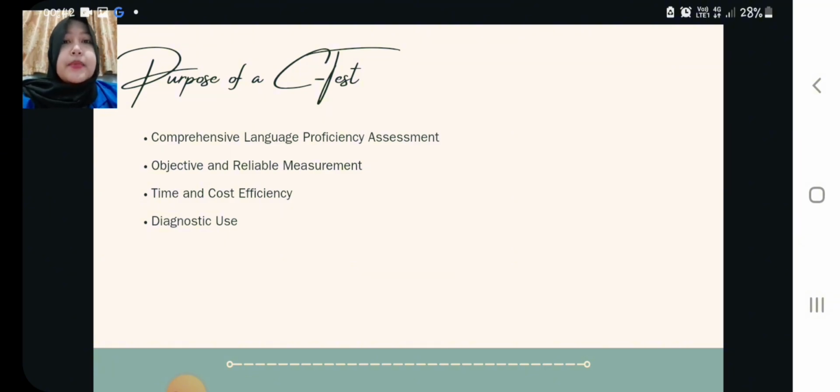And next is objective and reliable measurement. It means that each gap in a C-test usually has only one correct answer, determining whether a response is right or wrong. This clear criterion eliminates ambiguity and personal judgment from the scoring process. And reliability refers to the consistency of the test result. A reliable C-test will yield similar outcomes when administered to the same individual under similar conditions at different times.